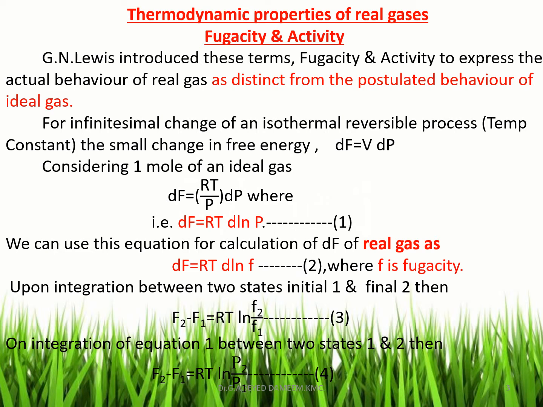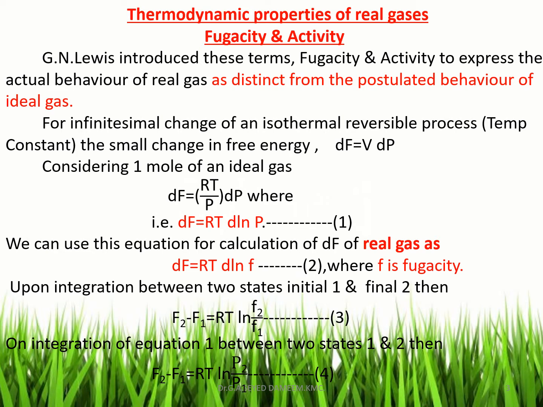These two terms were introduced by the scientist Lewis. Fugacity and activity are the terms used to express the actual behavior of real gas as distinct from the postulated behavior of ideal gas. That is, these terms are used to express the deviation of real gas from ideal behavior.